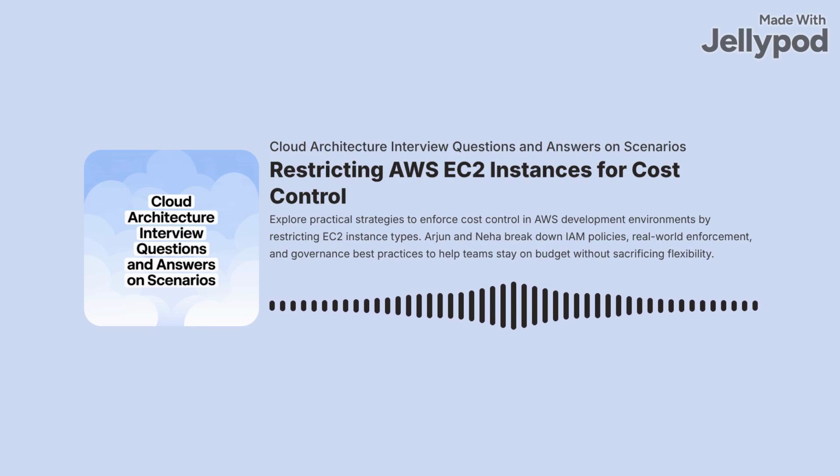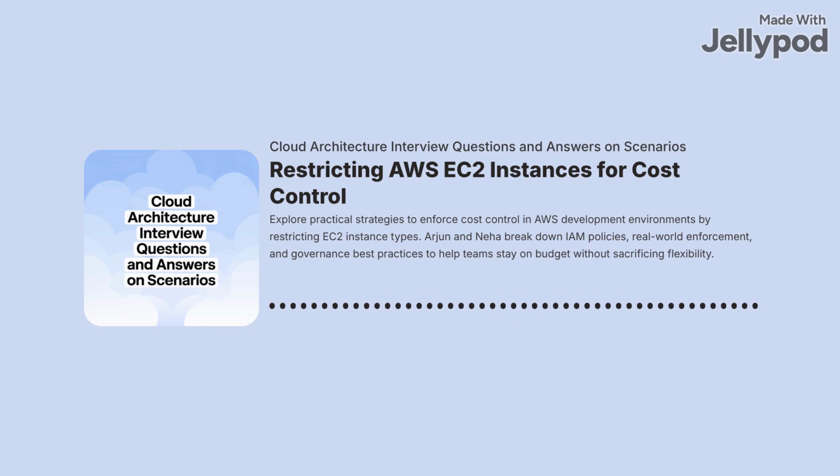Today, we're diving into something that honestly every cloud team faces sooner or later. How do you keep AWS EC2 costs under control, especially in dev environments? Yeah, this is one of those topics that sounds simple, but it can get out of hand really fast. Remember that story from a startup in Bangalore? They let their devs launch any EC2 instance type, and suddenly their monthly bill was like triple what they expected.